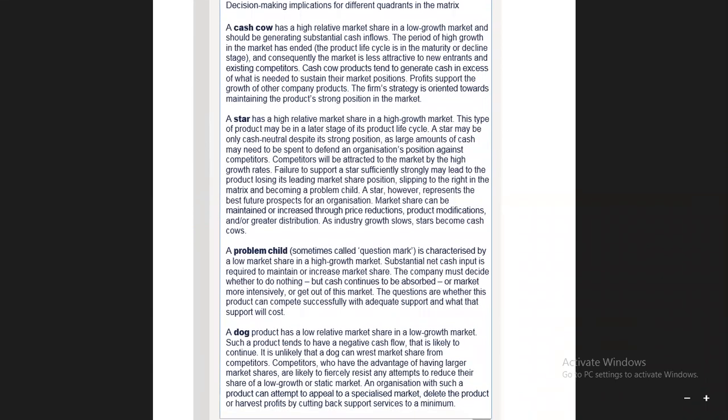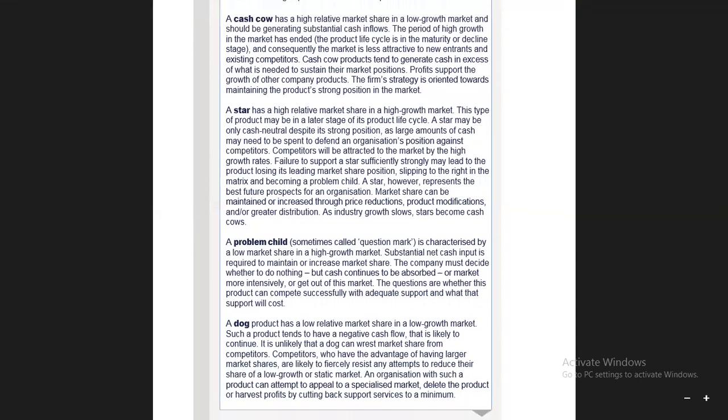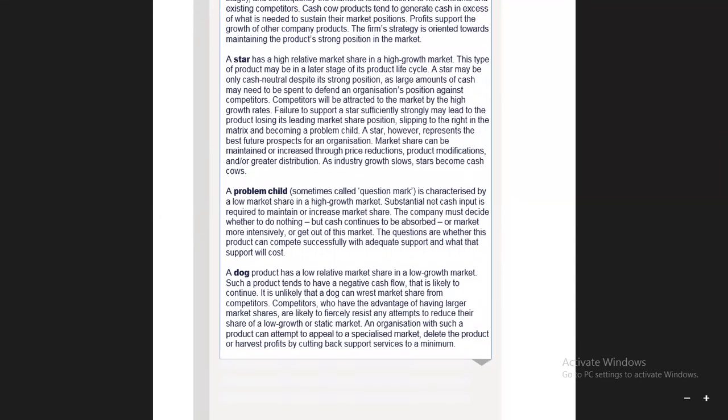A star has a high relative market share in a high growth market. Yes, both are high. This type of product may be in a later stage of its product life cycle. A star may be only cash neutral despite its strong position. This is basically the later stage of the product life cycle because market share is high, the market position is also high and the future growth is also high. This means that it is a later stage of the product. This will ultimately get into the declining phase.